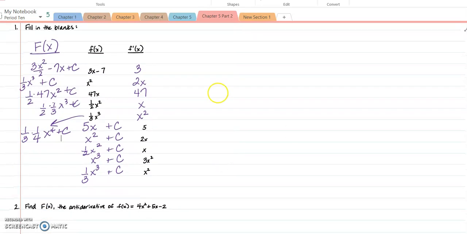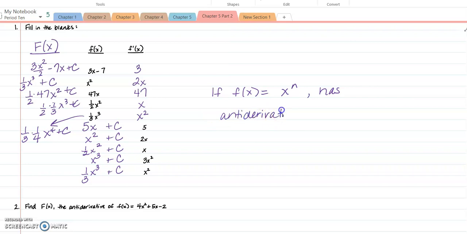So maybe you've realized a pattern, and it's good to realize a pattern with this. So if f equals x to the n, so some power, and that power could be a power of 4, it could be a power of 1/2 or negative 5/6, we say it has antiderivative capital F, x to the n plus 1 over n plus 1.